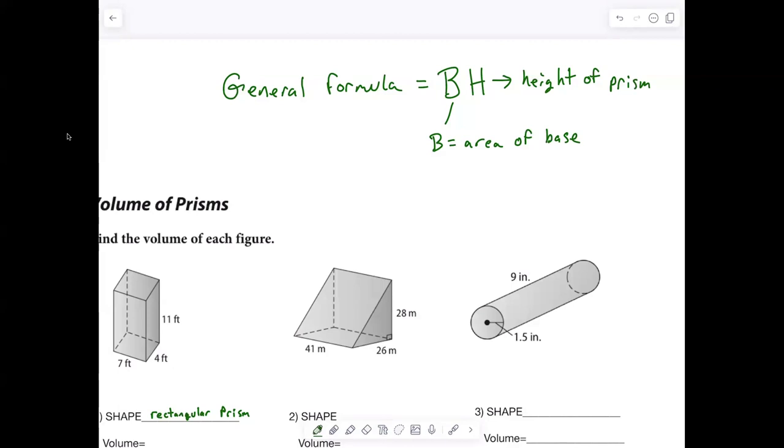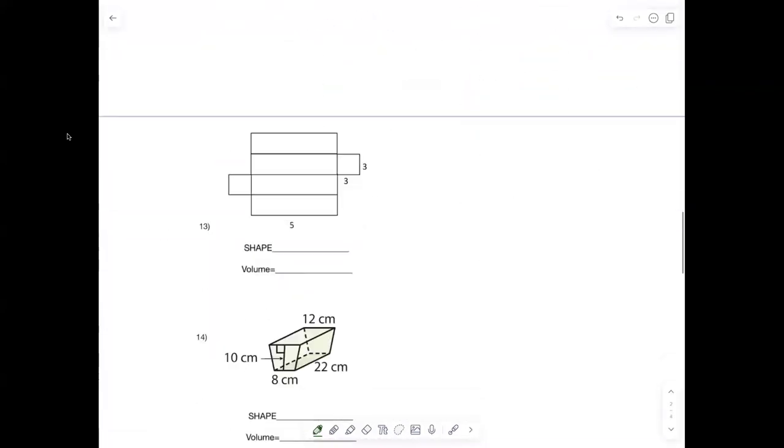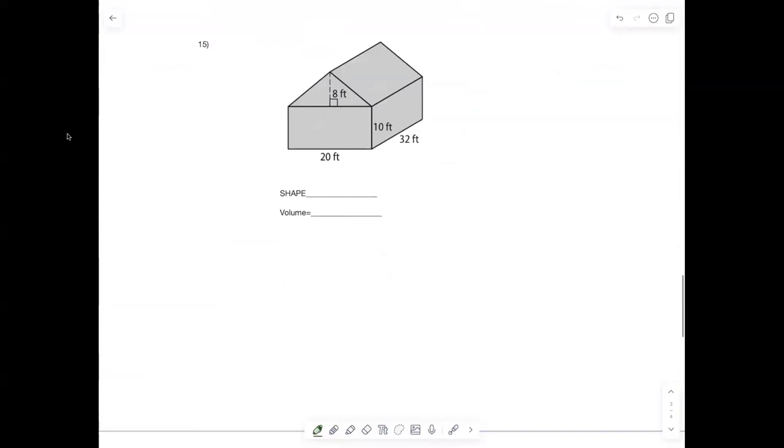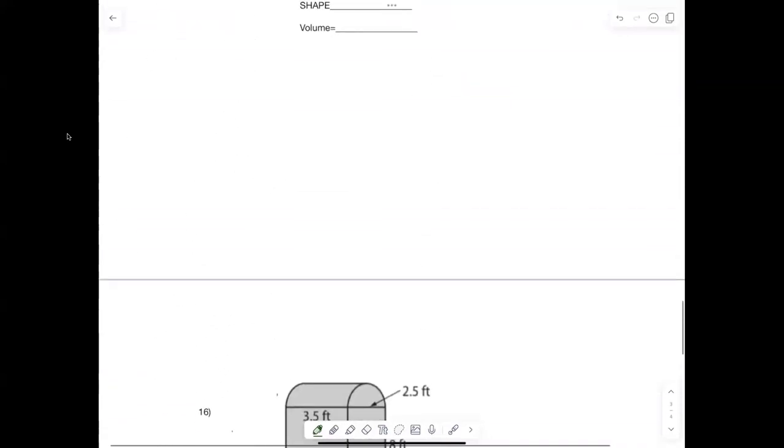Now, the bases can change. It can be a triangle, it can be a rectangle, it can be a square, it can be a trapezoid, it can be a circle. That's why kids have so much trouble understanding volume, because there are so many different shapes. And then we even have composite shapes, which are examples down here, 15, 16, 17. Those are just shapes.